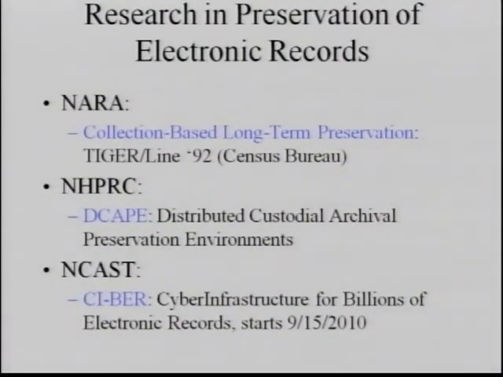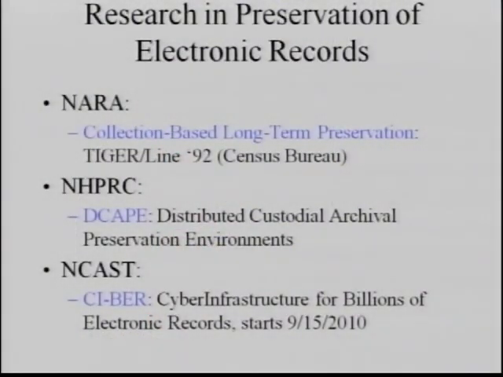One more little piece of background before I jump in. As I was thinking about this presentation, I was reminded that almost a decade ago, in 1999, when my group was working with the National Archives, this was pre-ERA, certainly pre-NCAST. One of the case studies I was involved with was looking at the potential for long-term digital preservation of Tiger Line data. We looked at Tiger Line 92 and started thinking about the implications of dealing with census data in the context of these infrastructure and cyber infrastructure projects.